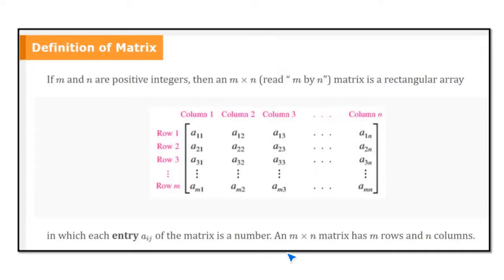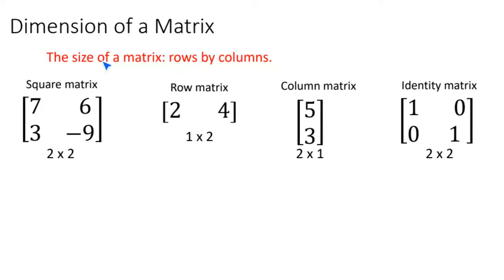Now the size of the matrix is found by the number of rows and the number of columns that it has. So we would say that the size of the matrix, or the order of the matrix, is the number of rows by the number of columns. There are 3 ways to ask you for the size of a matrix. They could ask what is the size of the matrix, what is the order of the matrix, or what is the dimension of the matrix. But all 3 mean the same thing, which is the size.